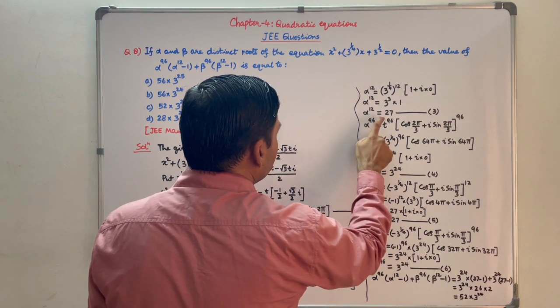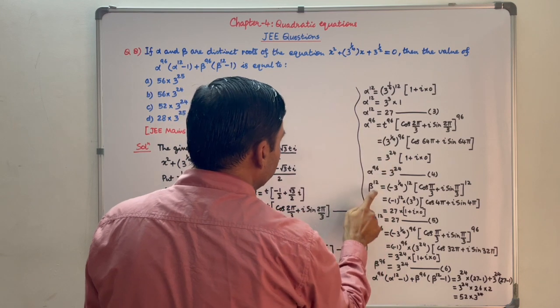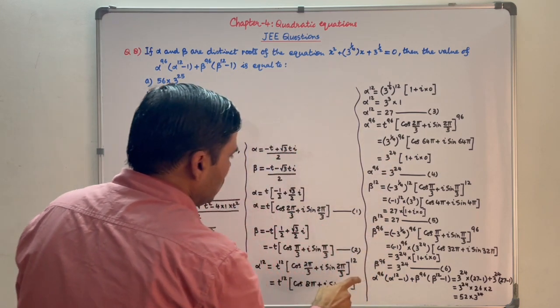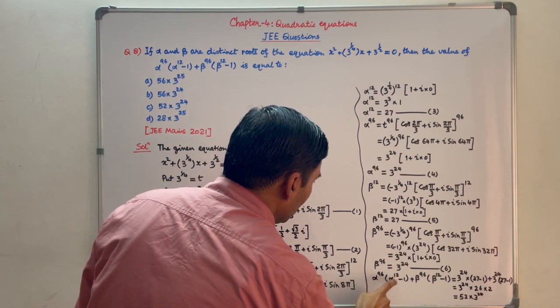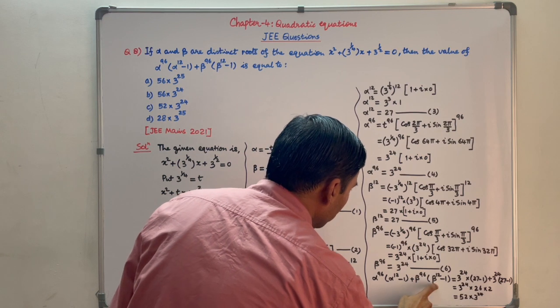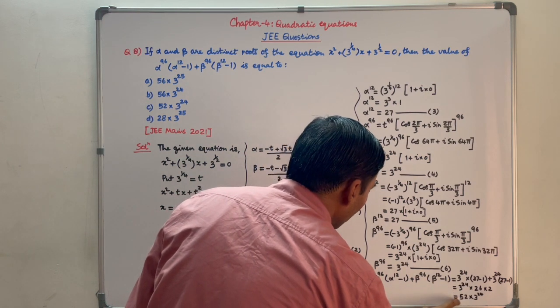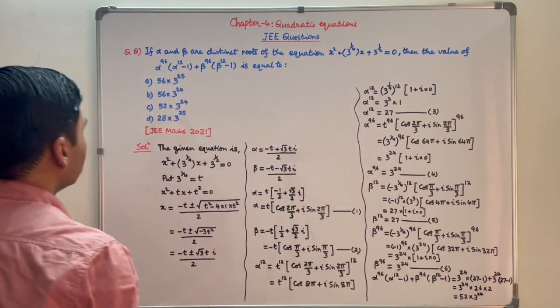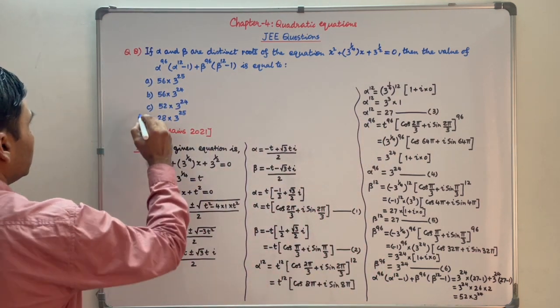Similarly, we can calculate alpha to power 96, beta to power 12 and beta to power 96. So the value of alpha to power 96 into alpha to power 12 minus 1 plus beta to power 96 into beta to power 12 minus 1 is equal to 52 into 3 to power 24. So the correct option is option C.